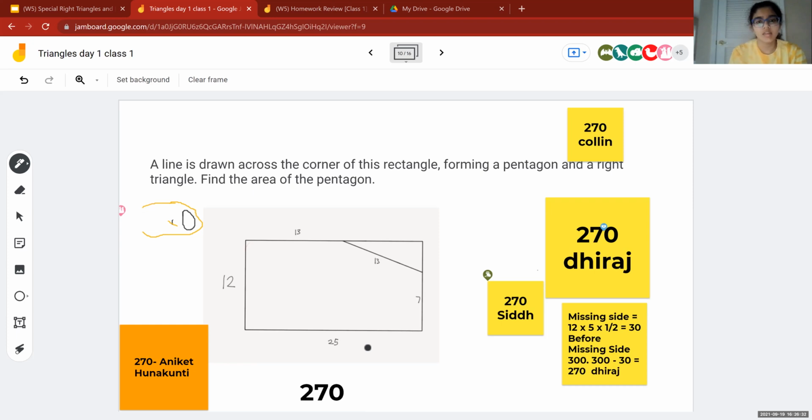Okay, so I'll go ahead and explain. So we know that this side length is 12 and this side length is 7. So that must mean that this is 5. And we know this is 25 and this is 13, so this must be 12, right? So what that means is that this is 12, 5, and 13, right? So that means that the area of this is equal to 5 times 12 divided by 2, which is 30.